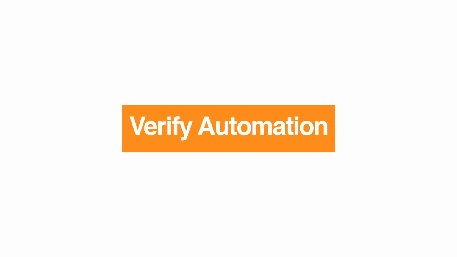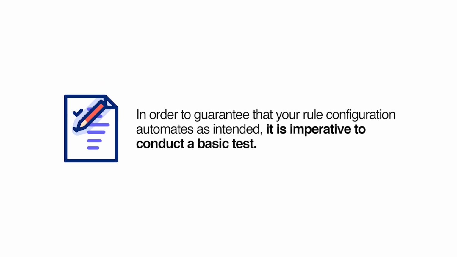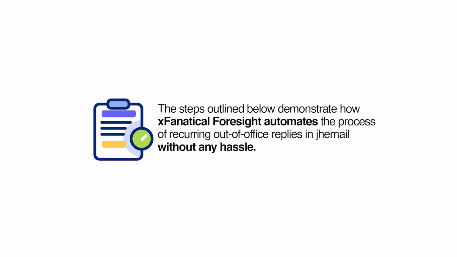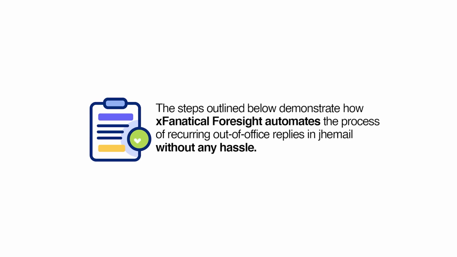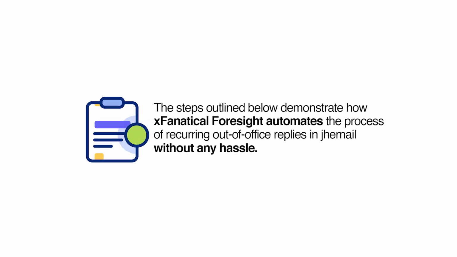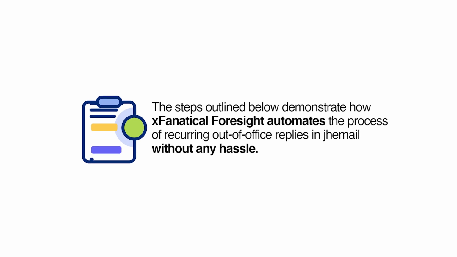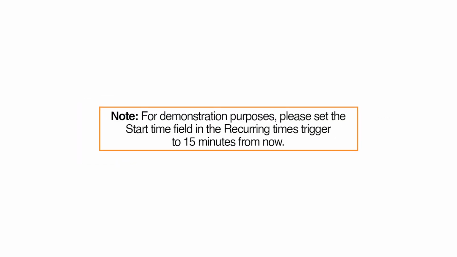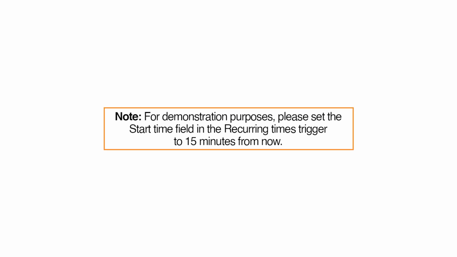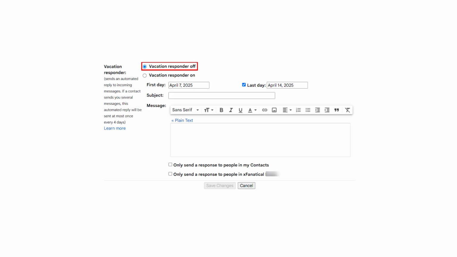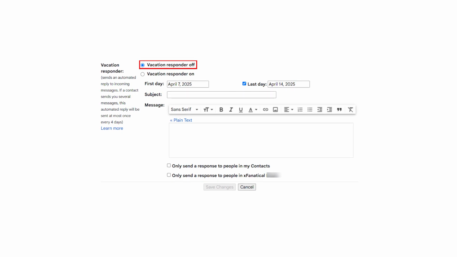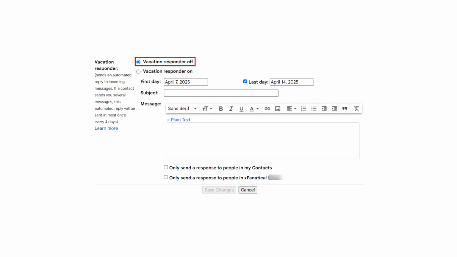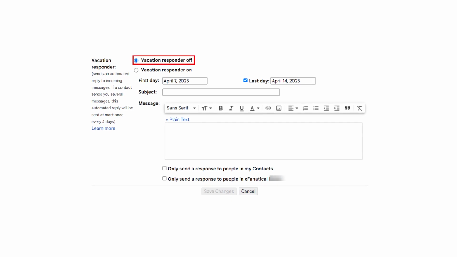Verify automation. In order to guarantee that your rule configuration automates as intended, it is imperative to conduct a basic test. The steps outlined below demonstrate how xFanatical Foresight automates the process of recurring out-of-office replies in Gmail without any hassle. Note, for demonstration purposes, please set the start time field in the Recurring Time trigger to 15 minutes from now. Optional: sign into Gmail. At the top right, click the gear icon, then See All Settings, then Vacation Responder. Currently, the Vacation Responder setting is turned off.